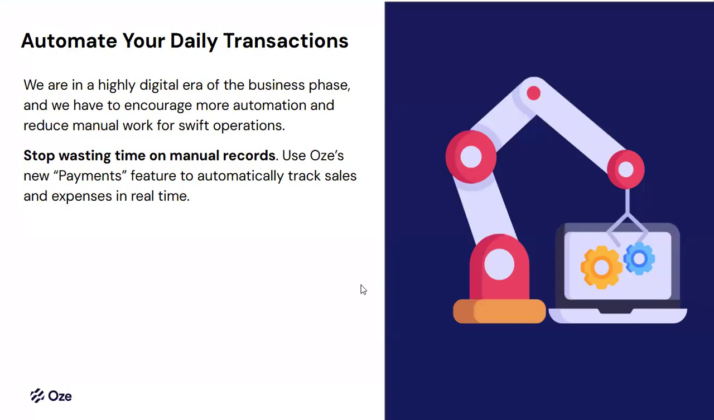So to conclude, my only advice or recommendation is that you automate your daily transactions. We are in a highly digital era, the business phase. So we want to encourage more automation and reduce the manual work. This will help us also focus on other aspects of our business. So let's stop wasting time on manual records and use Oze's new payment feature to automatically track our sales and expenses in real time.